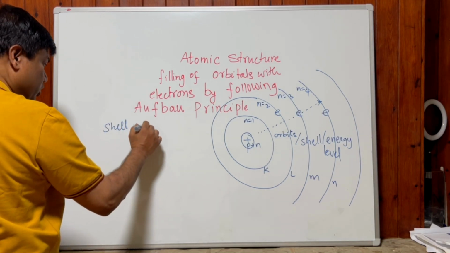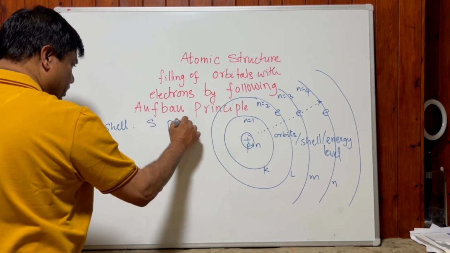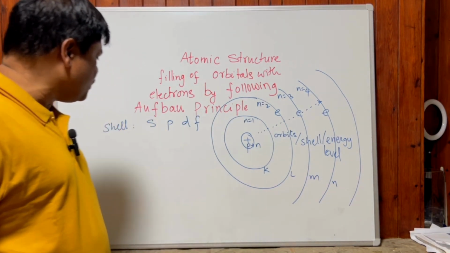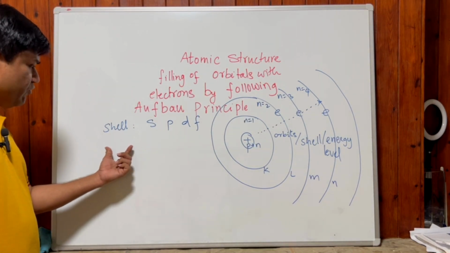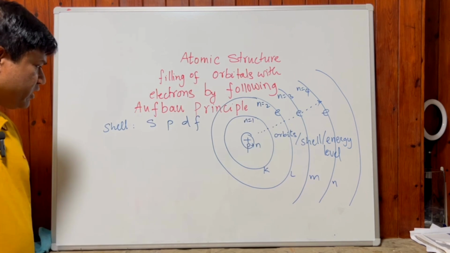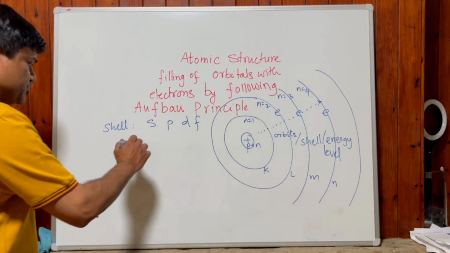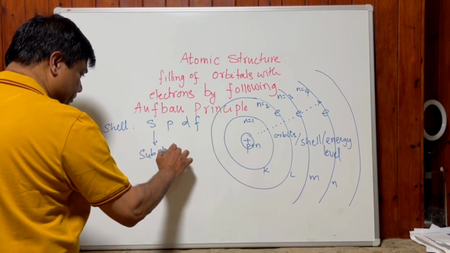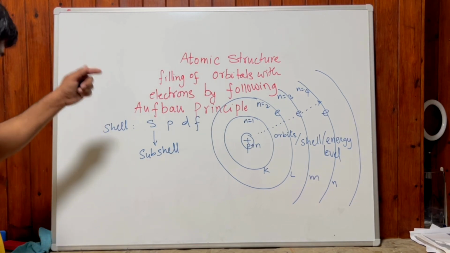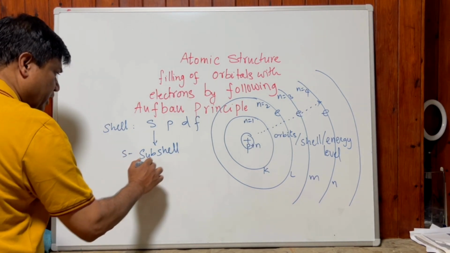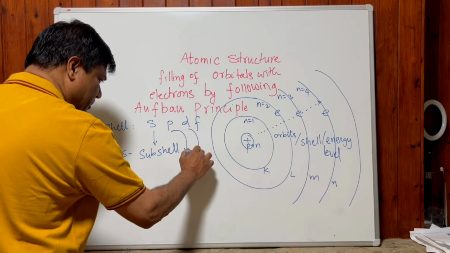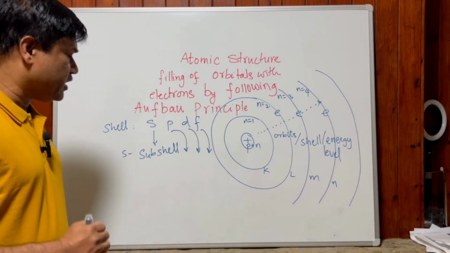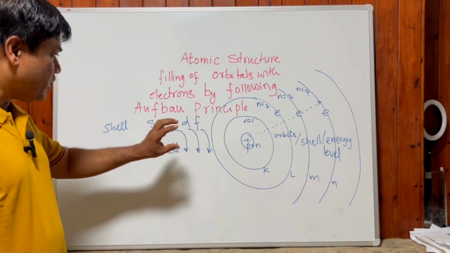We name the subshells s, p, d, f, which stand for sharp, principal, diffuse, and so on. So each shell has subshells, guys: the s subshell, then the p subshell, then the d subshell, then the f subshell. I want to give you an example.